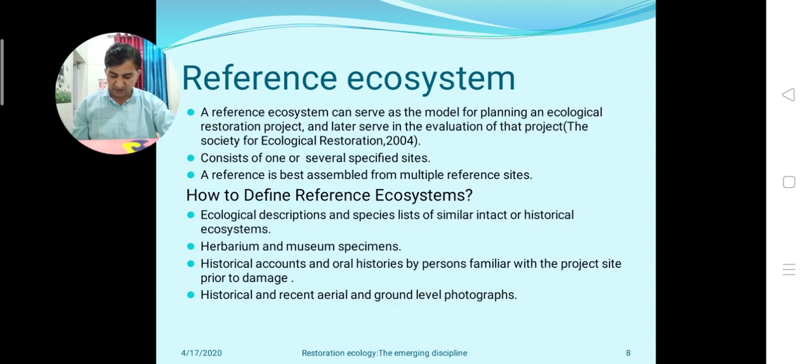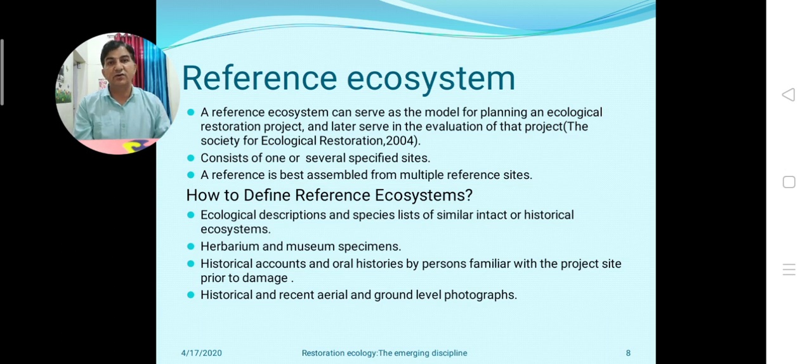So now we come to what a reference ecosystem is. A reference ecosystem serves as the model for planning an ecological restoration project and later serves in the evaluation of that project. So what SER says is, you need to have some reference. Without having a reference, you cannot know up to what level you have to bring that degraded ecosystem. You have to work on that. So you need to have a reference.